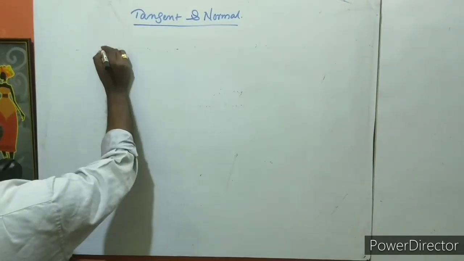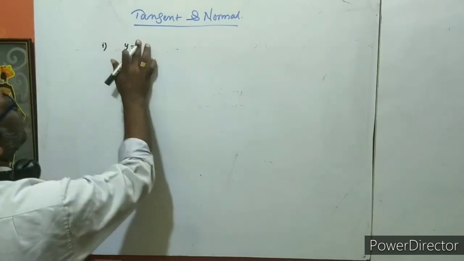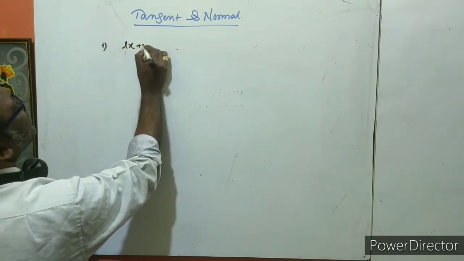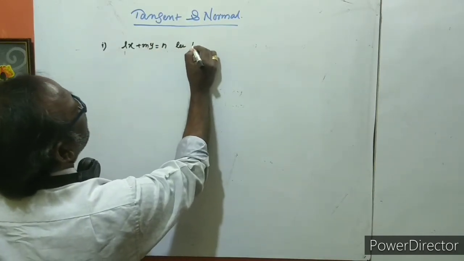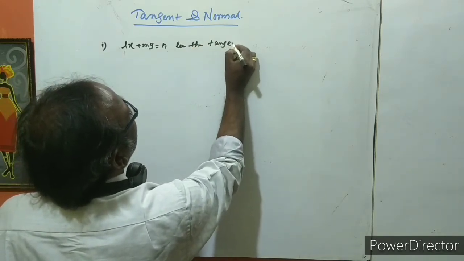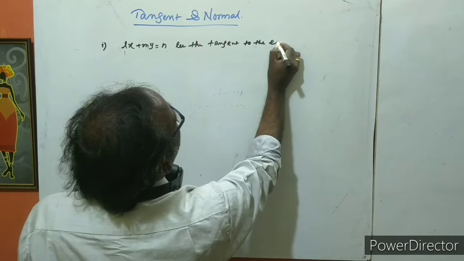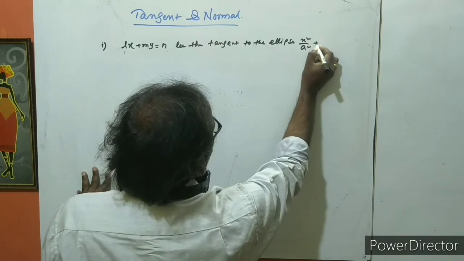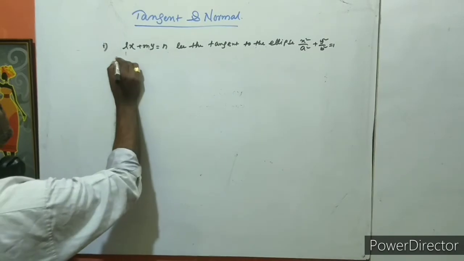If lx plus my is equal to n be the tangent to the ellipse x square by a square plus y square by b square equal to 1, then find the condition.